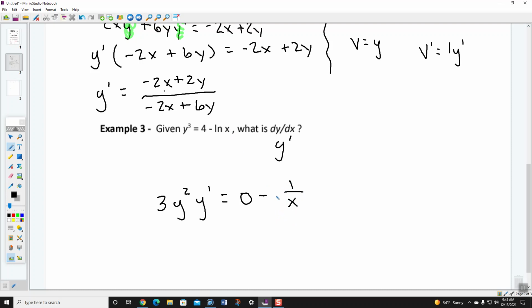Don't worry. At the end of this chapter, guys, we're going to have a nice, big, long cheat sheet to go back and look at, especially before a test. I don't want you thumbing through a million notes for derivatives. Does that make sense to everybody? Okay, so what are we trying to get alone, guys? Y. Okay, so if I was getting y prime alone, what would I divide by?